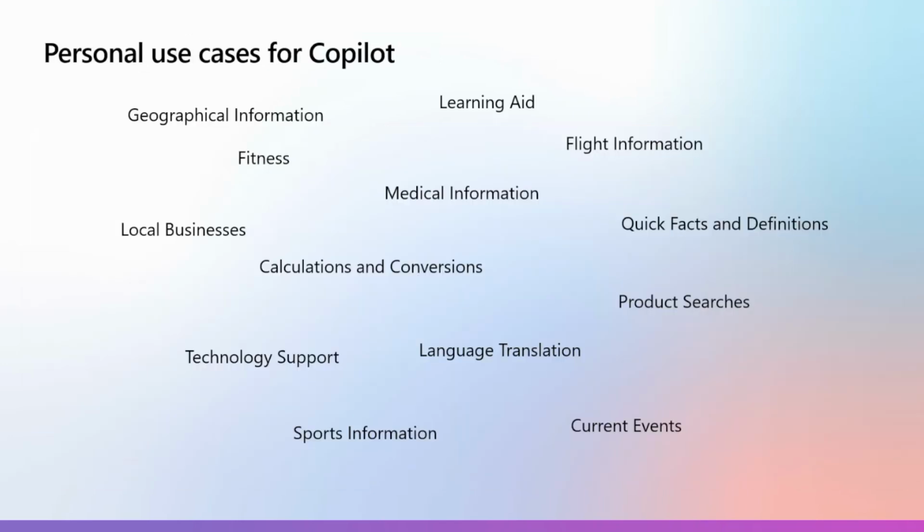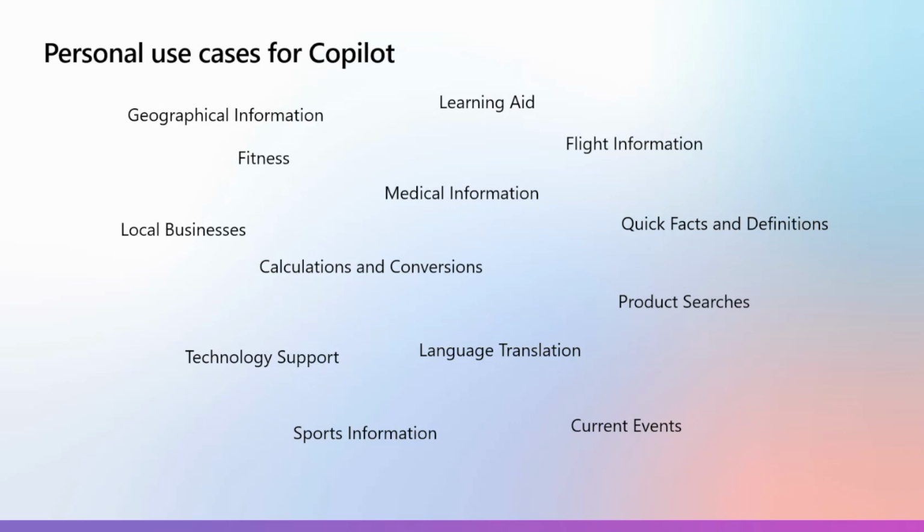Some personal use cases for Copilot that I've come up with. For example, quick facts and definitions. Users can ask Bing Chat for definitions of terms, quick facts about historical events, explanations of scientific concepts, etc. Current events: users can inquire about current news topics, sports scores, weather updates, and trending events. Another thing is geographical information. Bing Chat can provide information about geographical locations such as population, area, demographics, and local attractions.